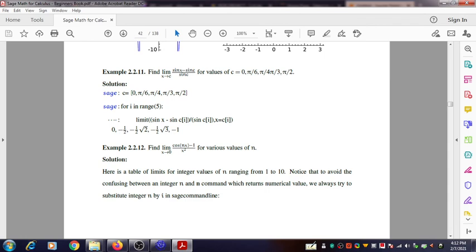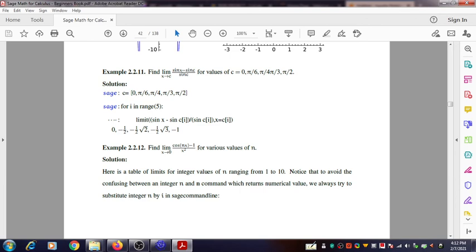So at these values, the function whose limits we want to evaluate is (sin x minus sin c) divided by sin c. So one thing is clear, that you have to define that function properly.